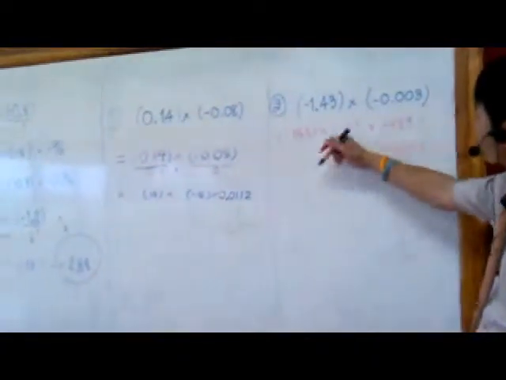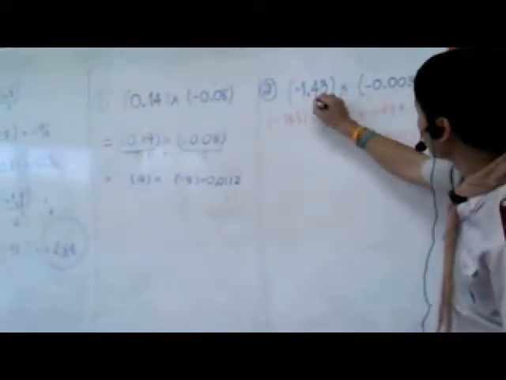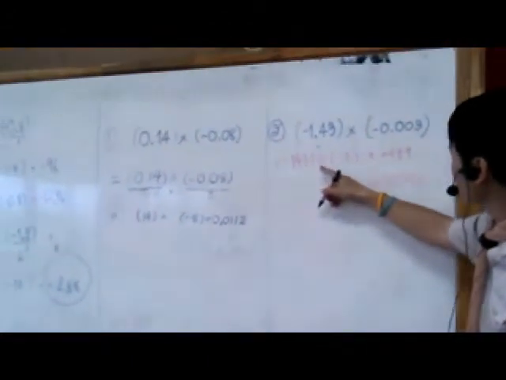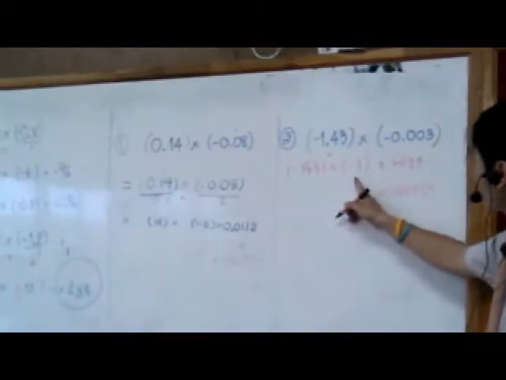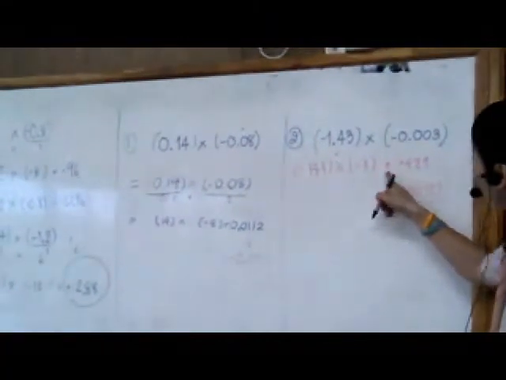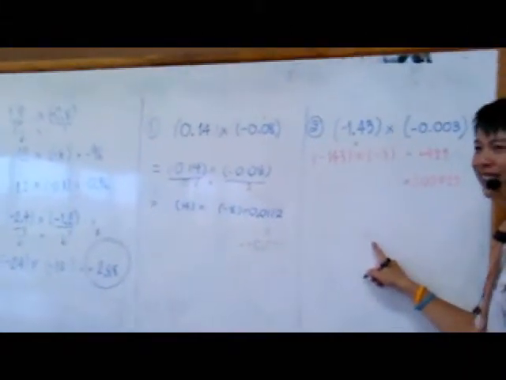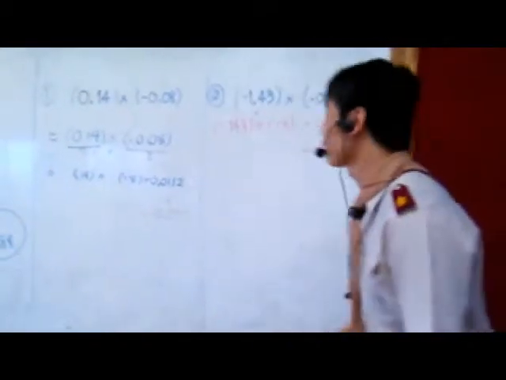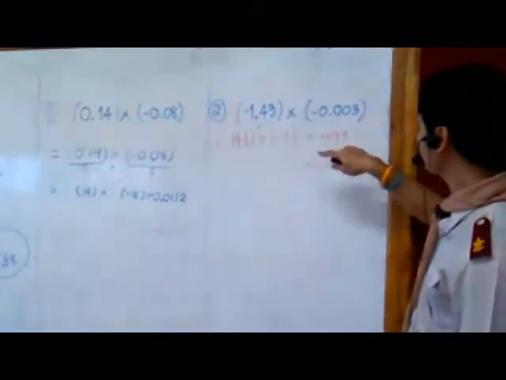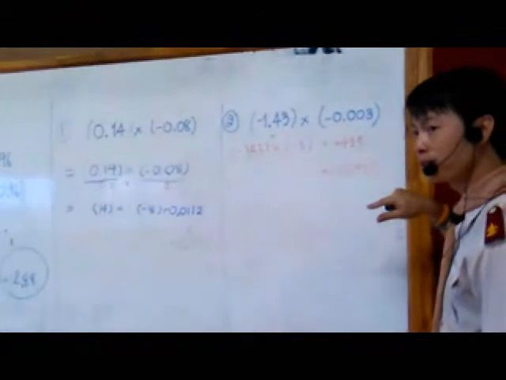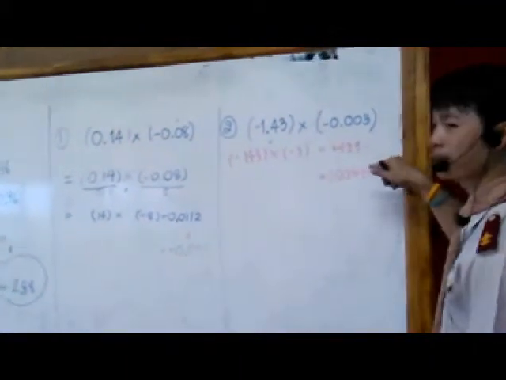Okay. In the second, transform to whole numbers. Minus 143 multiplied by minus 3. Equal to... not Z, it's a Z like a set. Don't make this mistake. The product is 429. True or false? True. It's true.